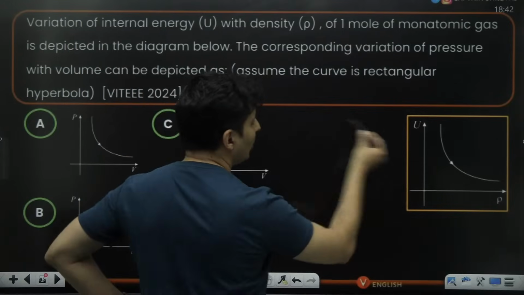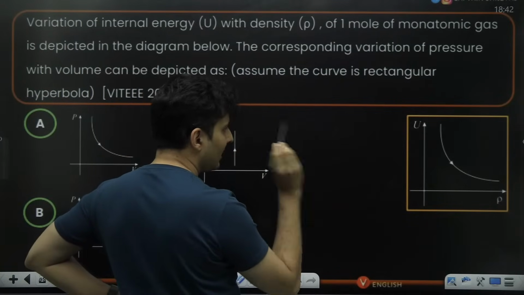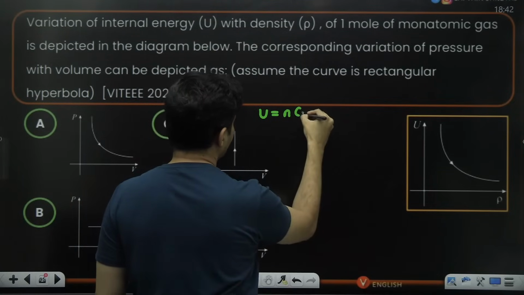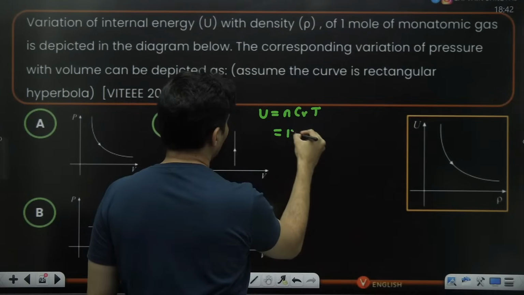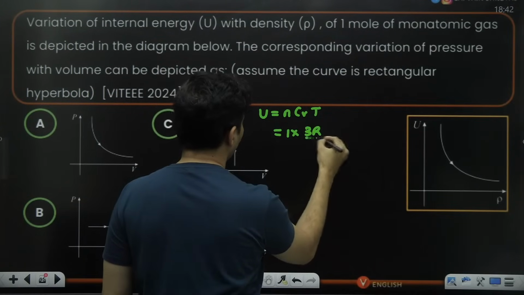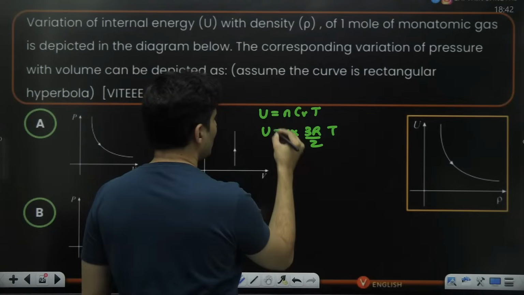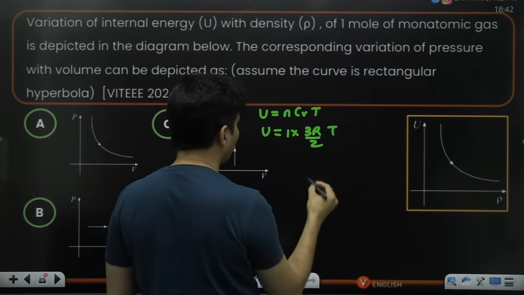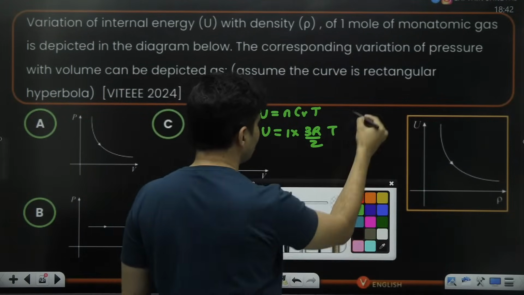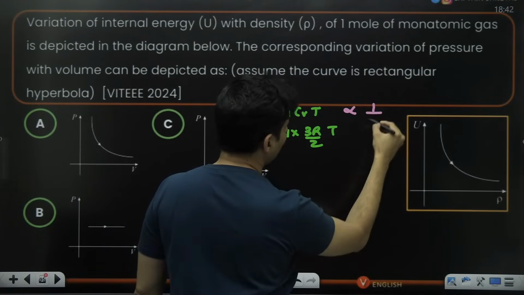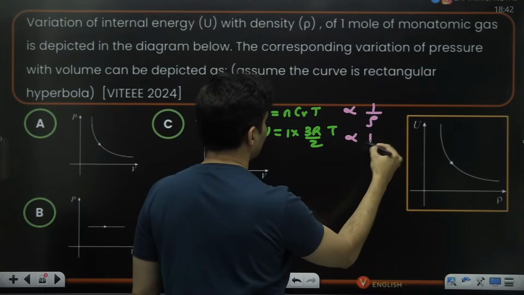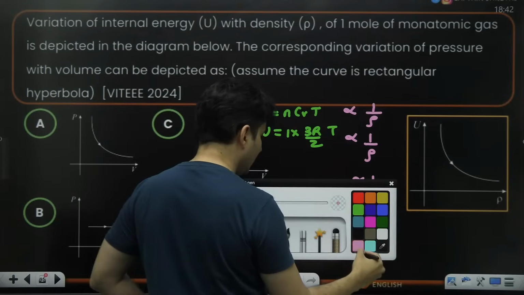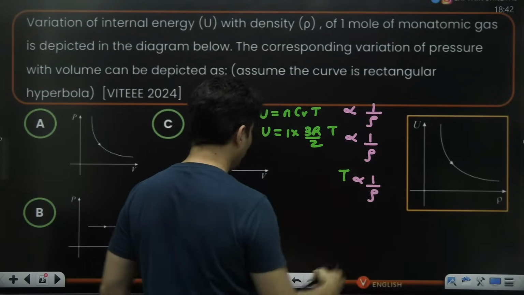Okay. So how to solve this problem? Internal energy versus density. I know internal energy is nCvT. Number of moles is 1. Monoatomic means Cv is R by 2, and temperature. So if the internal energy versus density graph is a rectangular hyperbola, that means internal energy is inversely proportional to density, or I can say that the temperature is inversely proportional to density.